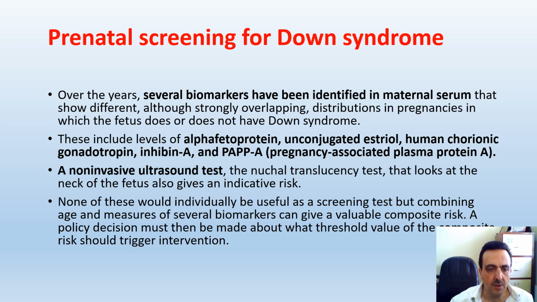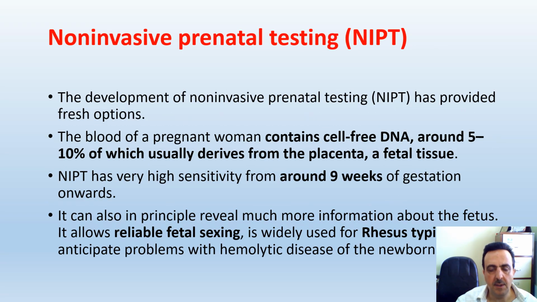So if we get a positive result, we have to confirm it by prenatal diagnosis using CVS or amniotic fluid. NIPT actually is a new and good technique to diagnose Down syndrome and some other chromosomal aneuploidies.